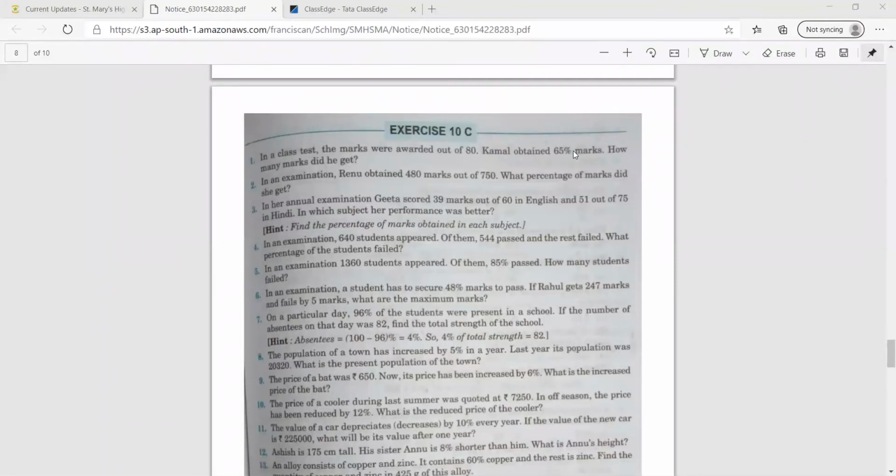Now what does the percentage tell us? That if the marks were out of 100, Kamal got 65. But in this test, it is not out of 100, it is out of 80. So we need to know how many marks Kamal got. So we need to first do 65% of 80.